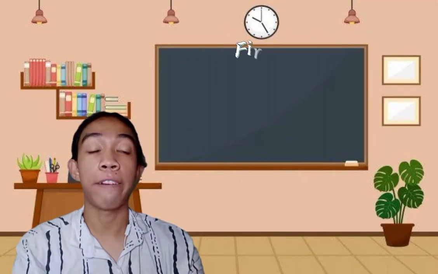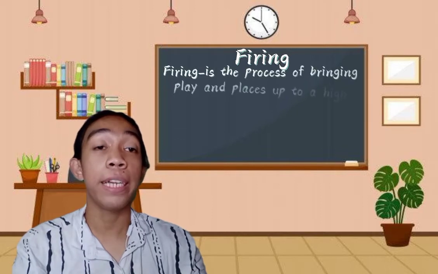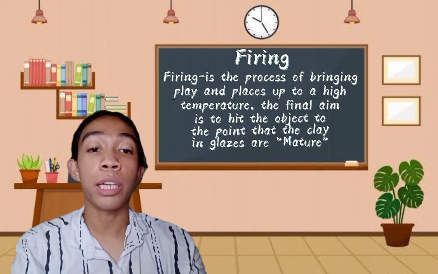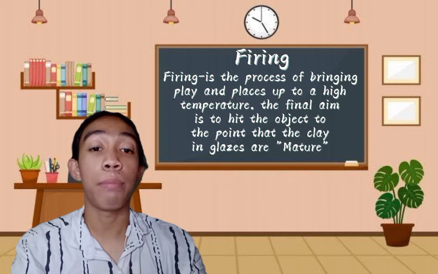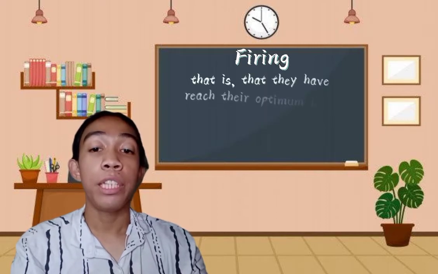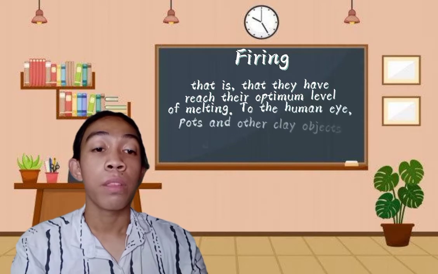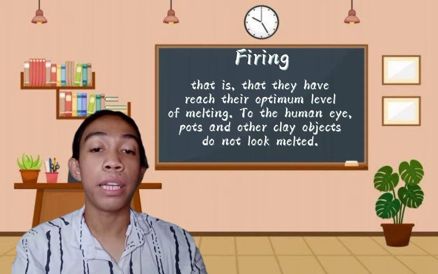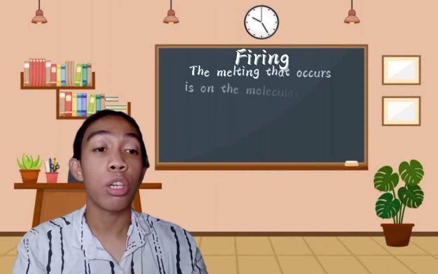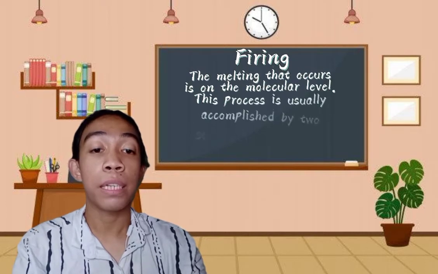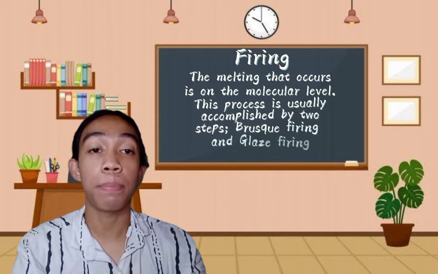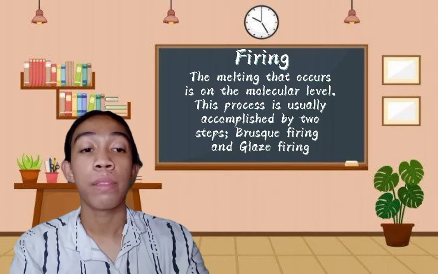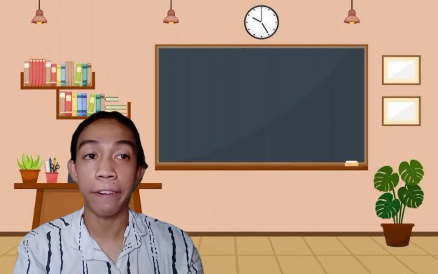The next one is firing. Firing is the process of bringing clay and glazes up to a high temperature. The final aim is to heat the objects to the point that the clay and glazes are mature, that is, that they have reached their optimal level of melting. To the human eye, pots and other clay objects do not look melted. The melting that occurs is on the molecular level. This process is usually accomplished in two steps, which are the bisque firing and glaze firing. And here are some examples of firing.